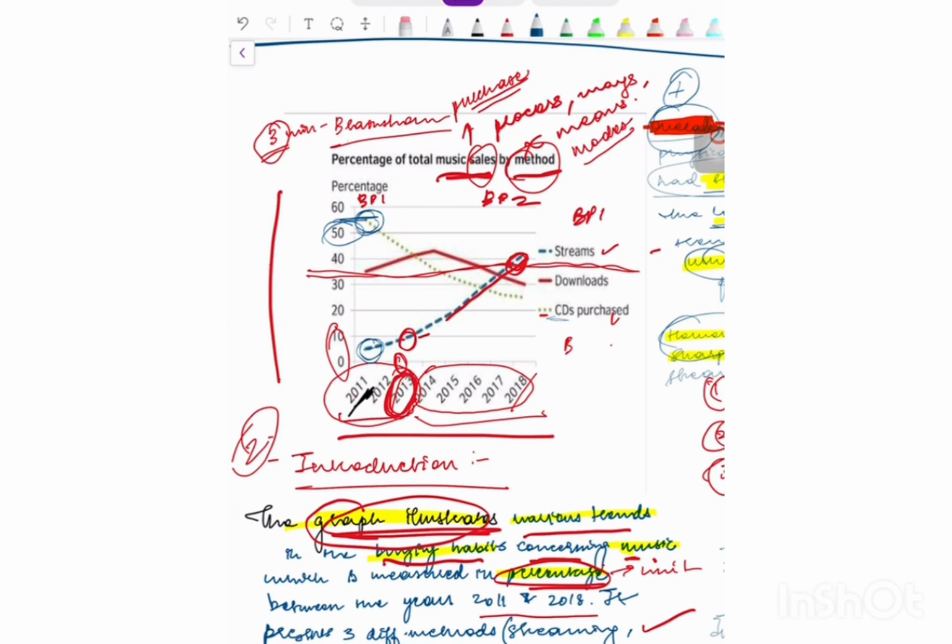Also, all the people had started to download. Now we are showing the trend of downloads for the same year, 2011. So also all the people had started to download music. It only represented 35% of the sales. So this is approximately 35% of the sales.